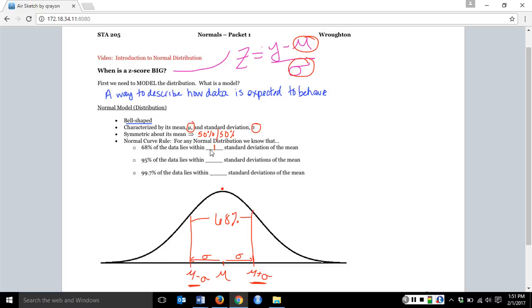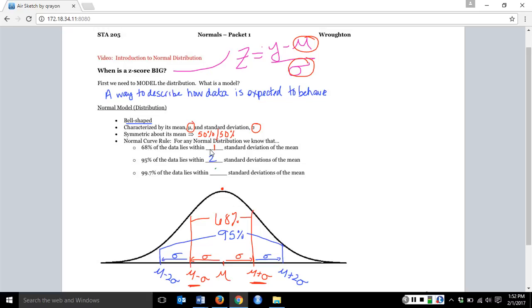Right, 95% of the data lies within two standard deviations of the mean. What that means is, I go down to my picture here, and I go out another standard deviation below it, and another standard deviation above it. Math-wise, this is going to turn out to be the mean minus two standard deviations. This one's going to turn out to be the mean plus two standard deviations. And when I do that, 95% of my data will be between those two numbers.